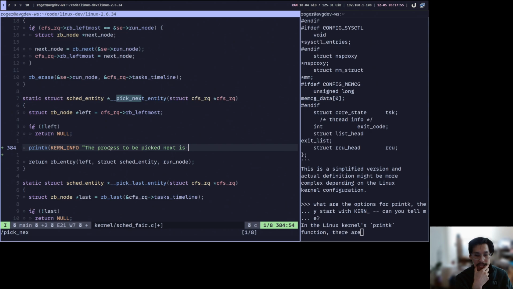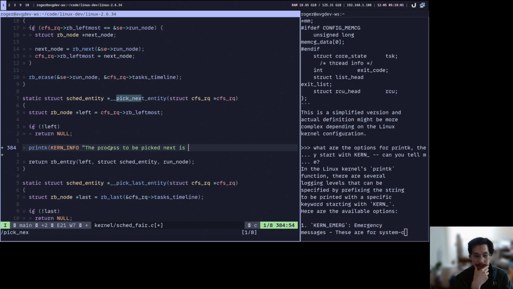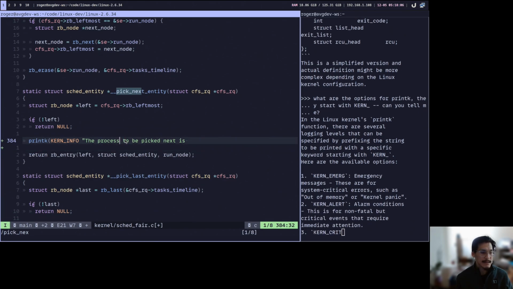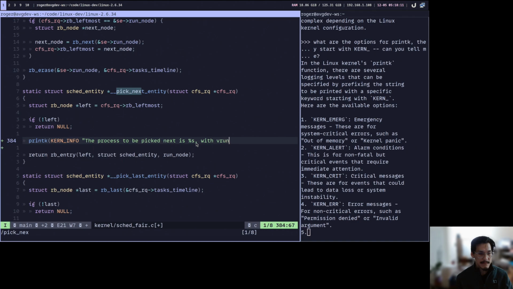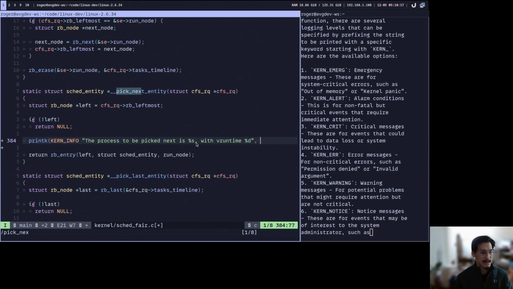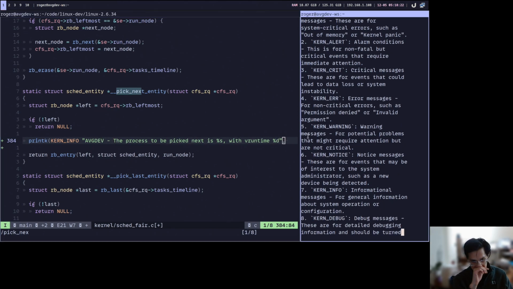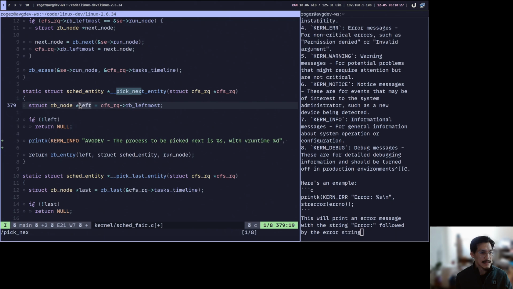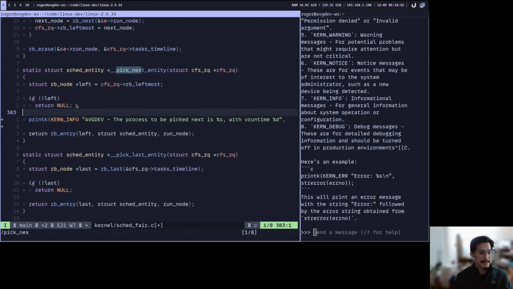In this case, KERN_EMERG. Okay, so yeah, we did do current info. That's correct. I remember now. So the process to be picked next is, let's just do the name, okay, with v runtime %d, and then that will be, okay, so this is going to be average dev as a tag. And what will we put here for, because we have the node, but I don't know what this is. This results in something. How do we get the task of? Is it just task of?